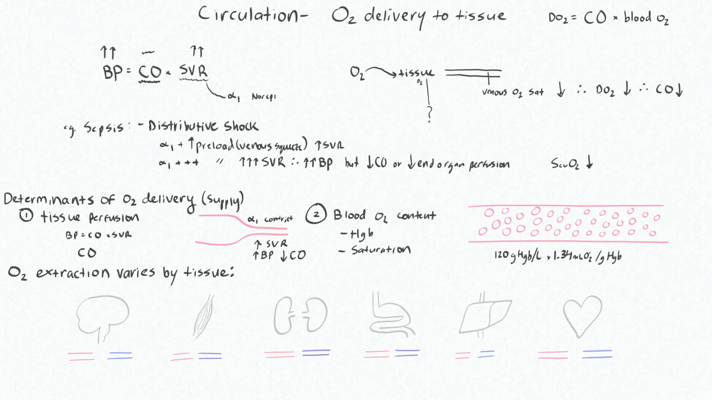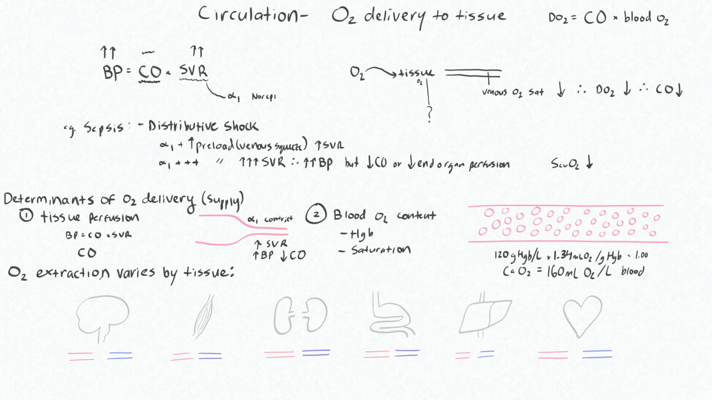So that's how much oxygen will fit onto a fully saturated gram of hemoglobin, and then you'd multiply this by the saturation of your blood, which here we're assuming is 100%. This will give you the content of oxygen in your blood. So this would be 160 mils of oxygen per liter.